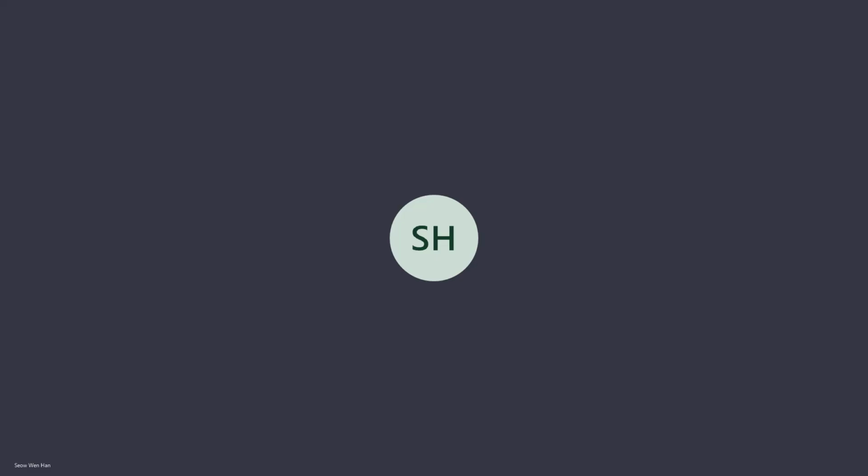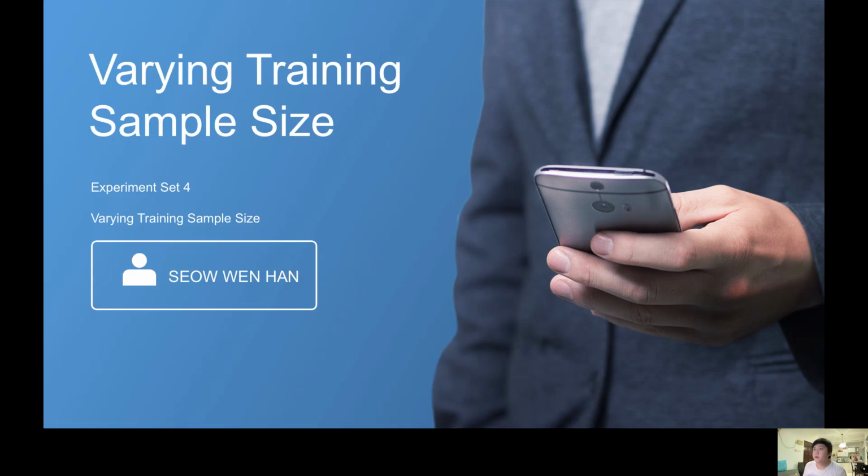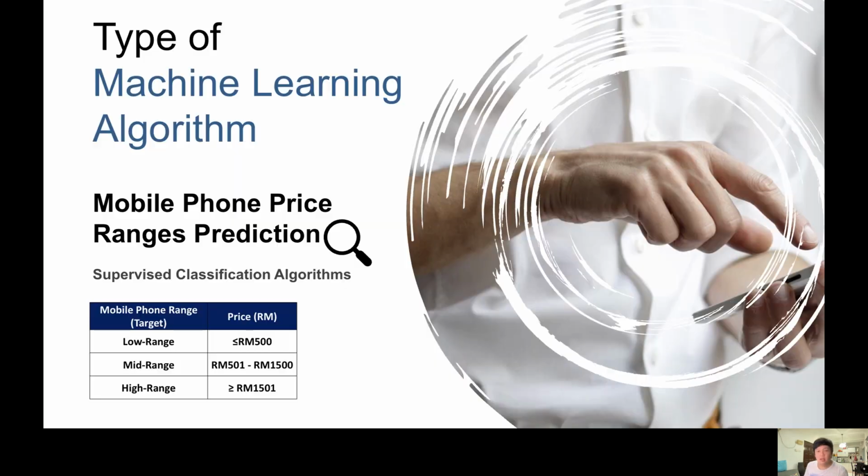Our group project is to perform a prediction on the mobile phones price ranges. So for my part, I will be doing experiment set 4, which is to vary the training sample size. And our topic is to perform a supervised classification algorithm to achieve the prediction of mobile phone price range.